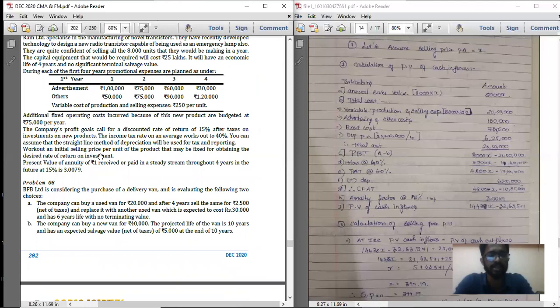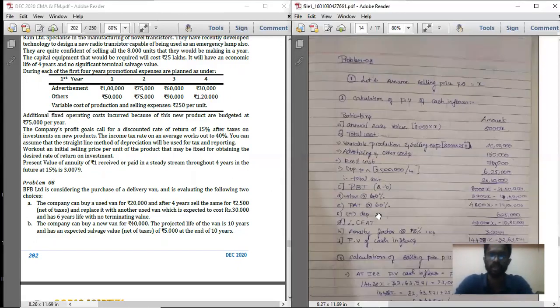By that we can calculate the selling price per unit. Below that, they have given the present value of annuity of 1 rupee received or paid in a steady stream throughout the year at 15%. So they have given the discounted rate of return of 15%, that is IRR. So here we should calculate at IRR 15%. For 15% for 4 years, the annuity factor is 3.0079. So now with this we should calculate what they have asked us to calculate, the selling price per unit.